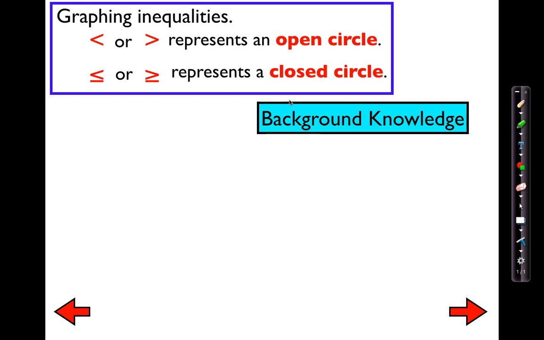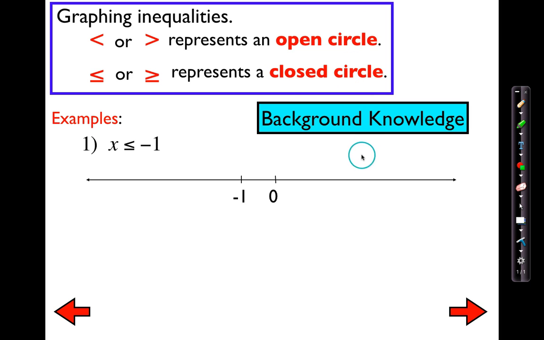We need to understand when it's a less than or greater than symbol, it's going to be an open circle. And if it's less than or equal to or greater than or equal to, this is going to be a closed circle. So an example like this, x is less than or equal to -1. Starting at -1, we're going to first start with an open circle. And since it's less than, we're going to go to the left. But because it's equal to, we're going to go ahead and fill that in.